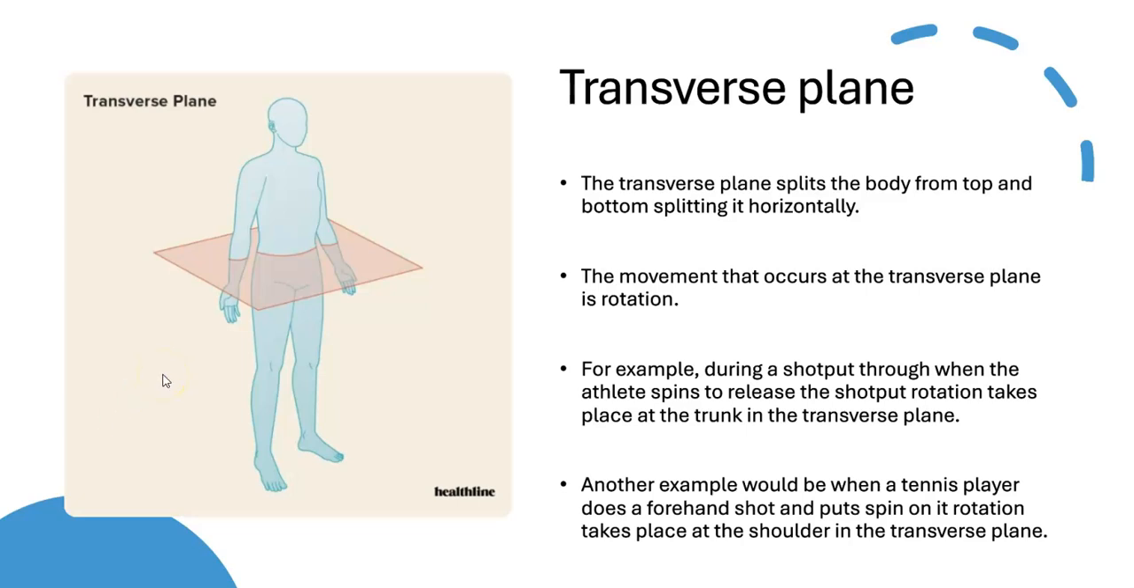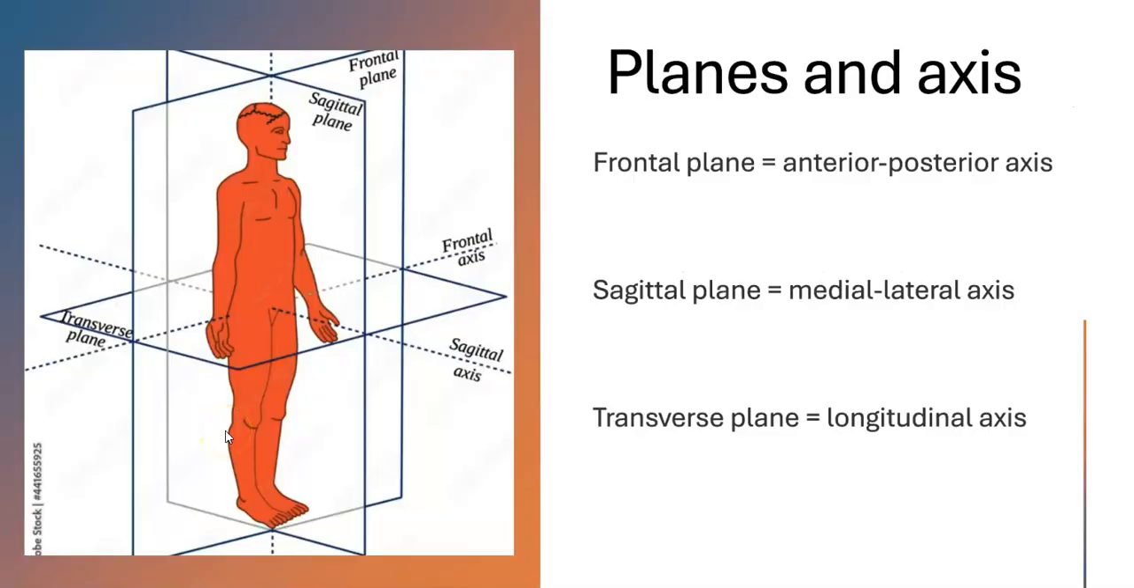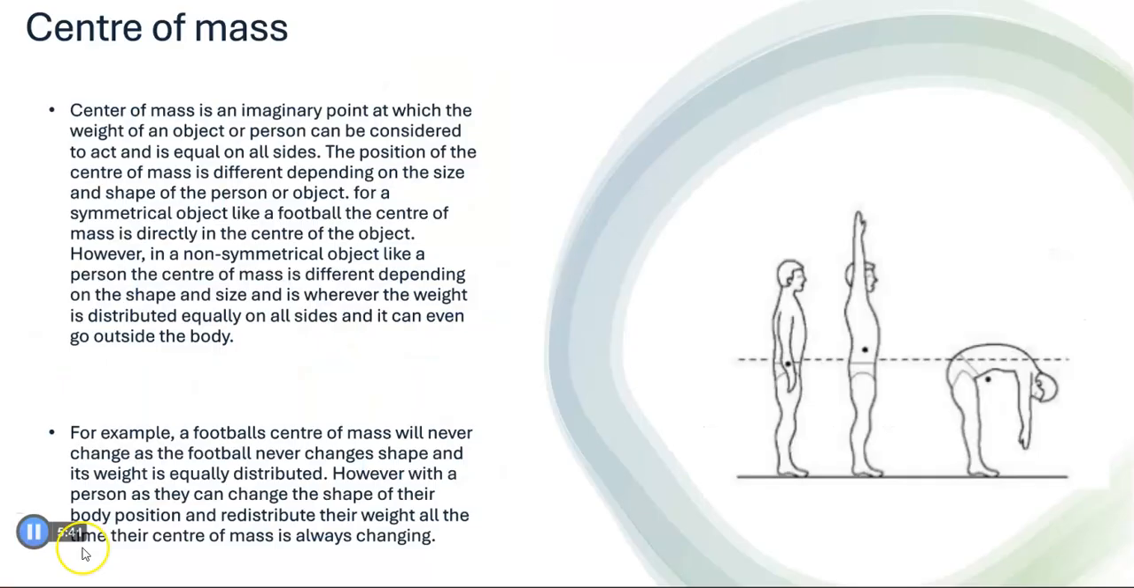Another example would be when a tennis player does a forehand shot and puts spin on it, rotation takes place at the shoulder in the transverse plane. Each plane links up with one axis. The frontal plane links with the anterior-posterior axis, the sagittal plane links with the medial-lateral axis, and the transverse plane links with the longitudinal axis.